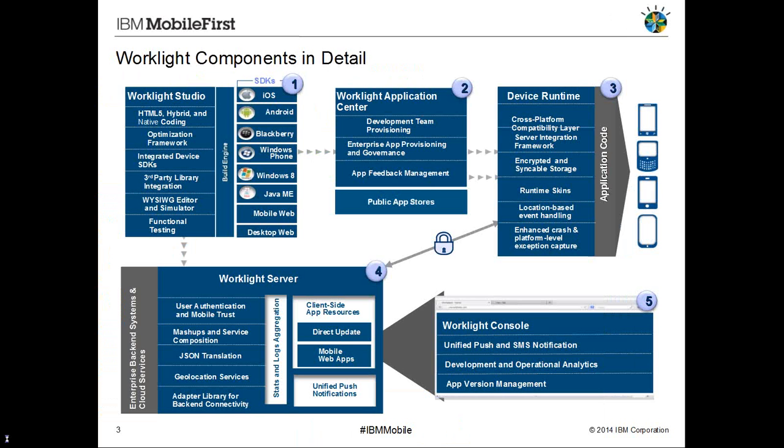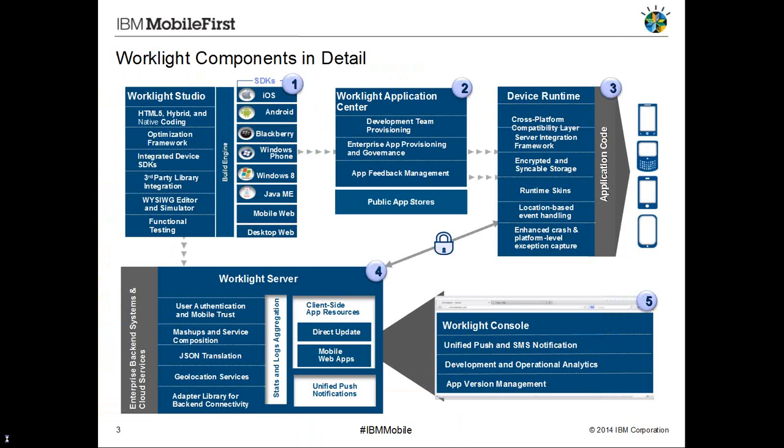The second piece is something we call the Worklight Application Center. This is more of a private app store. So here is where I can put in the apps I'm developing. Initially, I can put it out for beta testing with a limited set of users. I can get feedback from the users. I can push multiple versions across to these users. And eventually, it could be used as a fully functional enterprise app store as well.